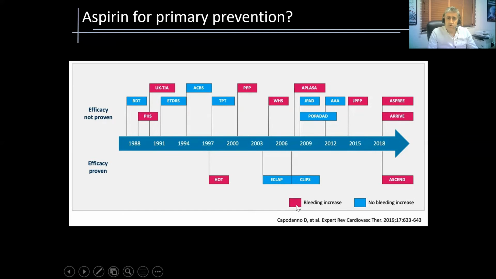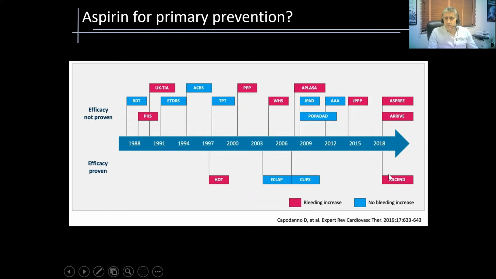Now, with regard to the color, you see that some trials have red color, for example, the UKTIA, the PHS, the PPP trial, and others. On the contrary, some of those have blue color, like, for example, the BTT trial. And what does it stand for? The red colored trials are the trials where higher bleeding risk was shown. So as you see, among those 4 trials which showed some efficacy, 2 of them showed also higher bleeding risk.